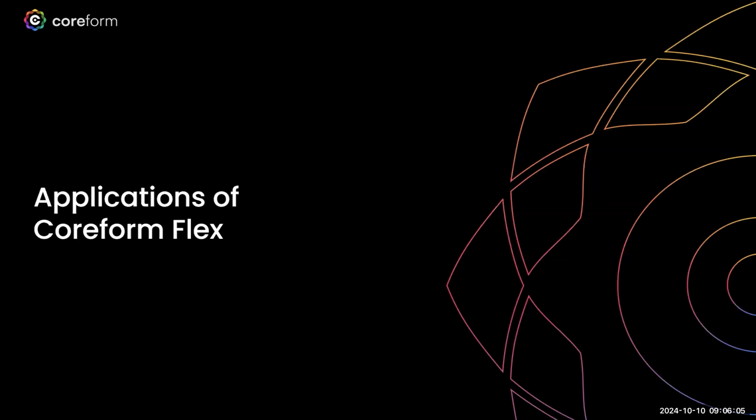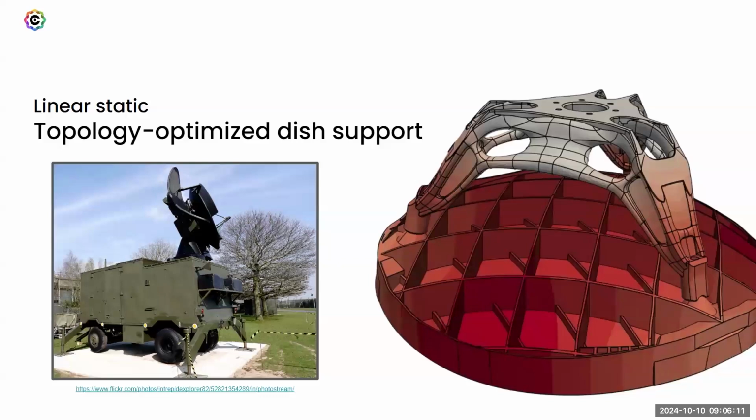So now I'll jump into some of the example problems of Coreform Flex. What we'll start off with before doing live demos is an overview. This is a capability that uses the linear static functionality. This is a topology optimized radar dish and support. A potential application is shown here on the left, where you have a dish that's supported by some mount onto a platform.